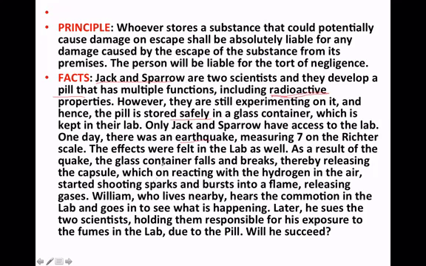So, the glass container has fallen down and it has broken, and the pill has reacted with the hydrogen in the air and it has started shooting sparks and it has burst into flame, releasing gases. William, who lives nearby, hears this commotion in the lab and goes in to see what is happening. Later, he sues the two scientists, holding them responsible for his exposure to the fumes in the lab due to the pill. Will he succeed?